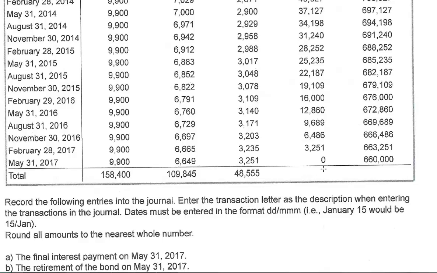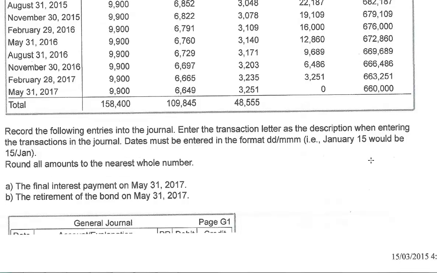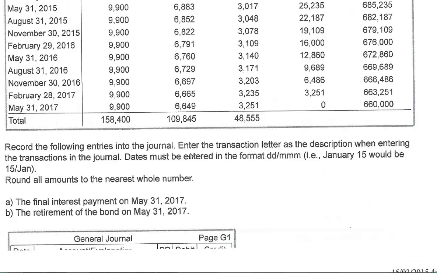At that time, there's no unamortized premium, and you can see in the table, they've shown you that the bond is at face value. What they want you to do in this application is round all amounts to the nearest whole number when you are making your final interest payment on May the 31st. That's this row in here, the last row, and then to retire the bond on May the 31st. So now, let's begin.